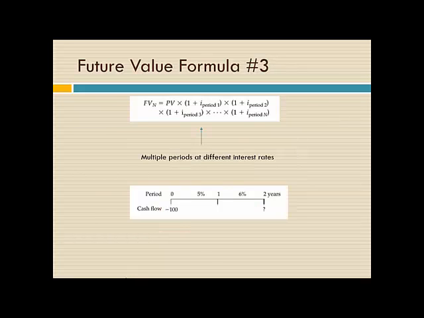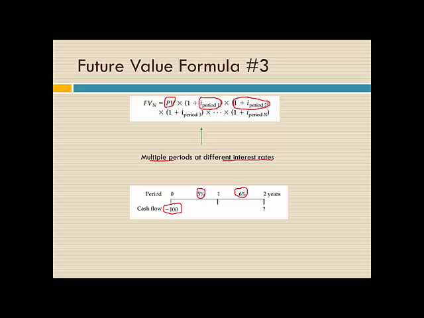All right, now it's going to get a little bit more challenging, but it's still no big deal. We're not going to have room on the slide to work this, but it'll make sense. Okay, so we're dealing with multiple periods at different interest rates. You can see that we have a 5% interest rate in one year and a 6% interest rate in another year. Our present value is still this 100 on the timeline. Our interest rate for period 1 is 5%, and our interest rate for period 2 is 6%.